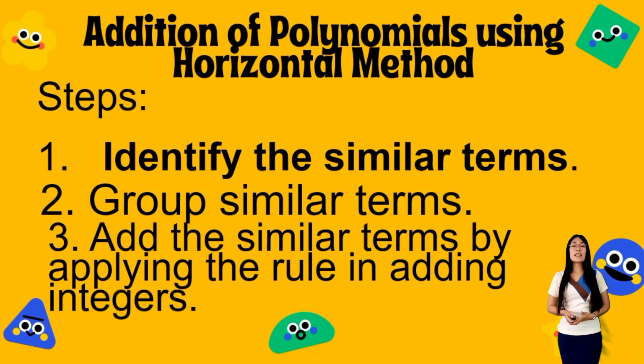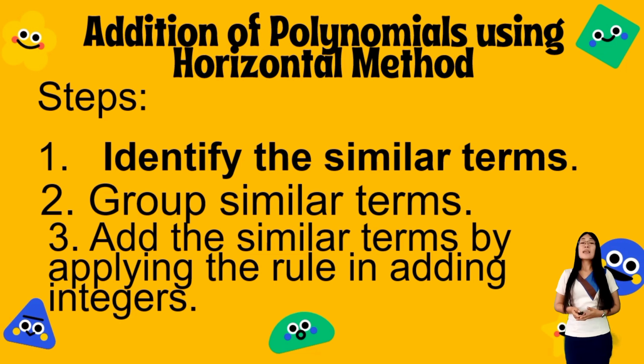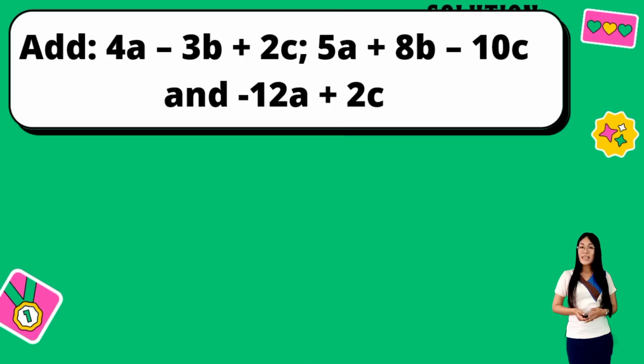Okay, let's proceed. Addition of polynomials using the horizontal method. There are steps in adding polynomials using the horizontal method. First is to identify similar terms, group similar terms, and add the similar terms by applying the rule in adding integers. Let's have an example. 4a minus 3b plus 2c added by 5a plus 8b minus 10c and negative 12a plus 2c.